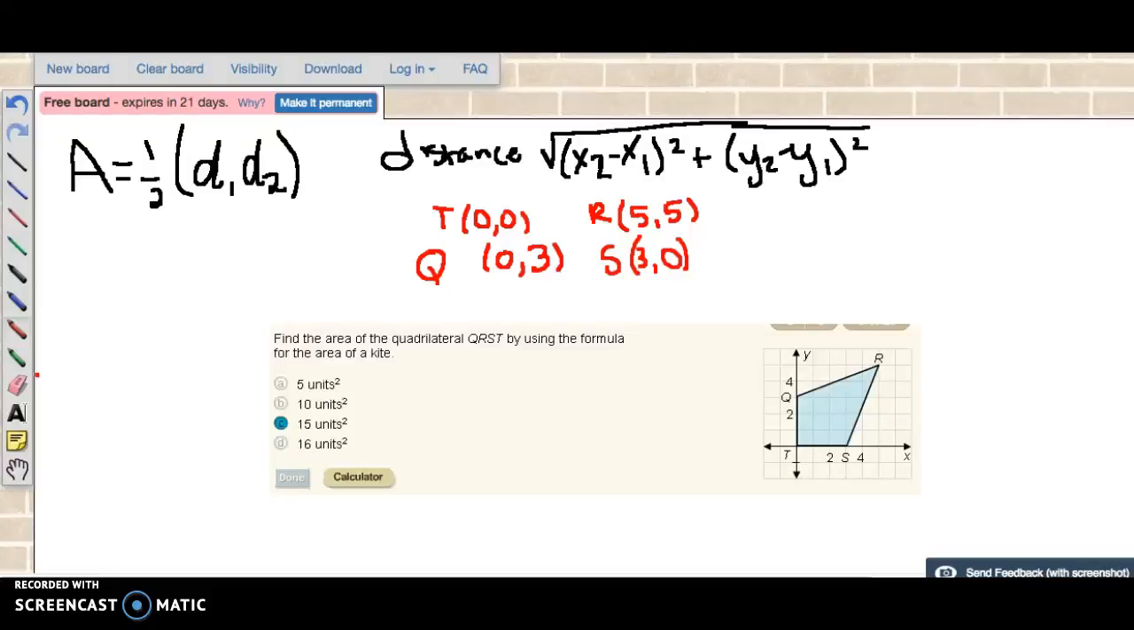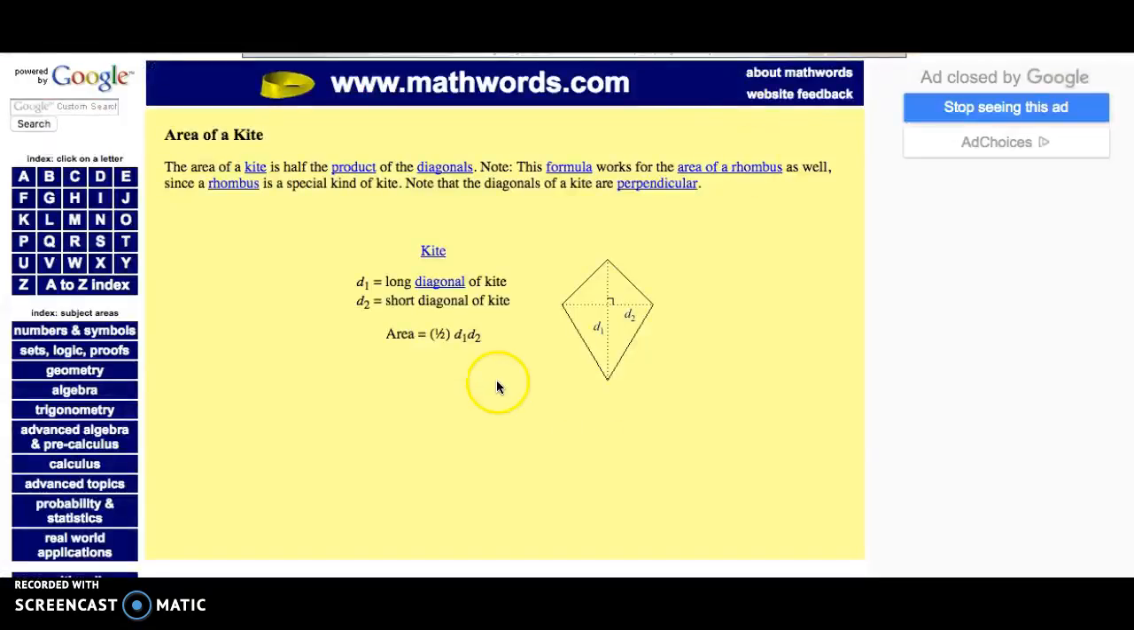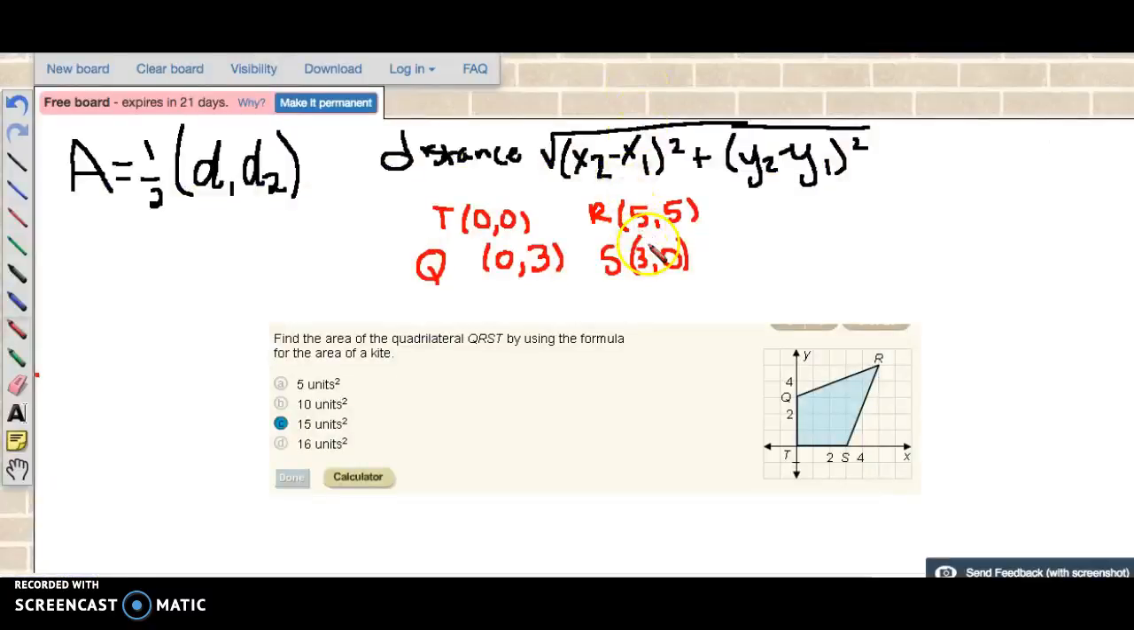Okay, to answer this question, a couple things. First, we had to know what the area of a kite is. So we have the diagonals, which are the perpendicular lines here. And so the area is 1/2 diagonal 1 times diagonal 2. Diagonal 1 is the long diagonal, diagonal 2 is the short diagonal. So that's the first thing.